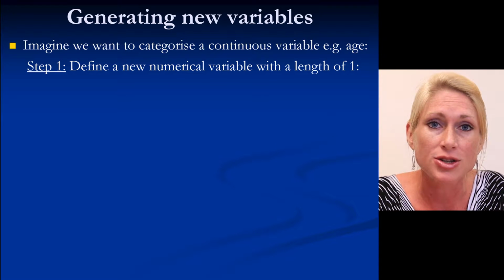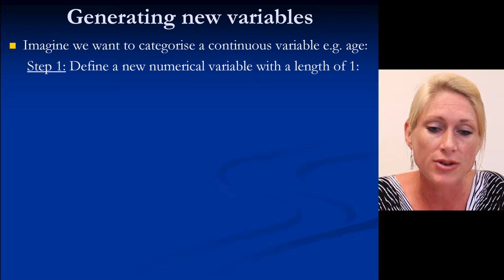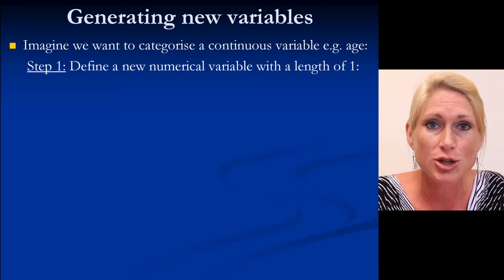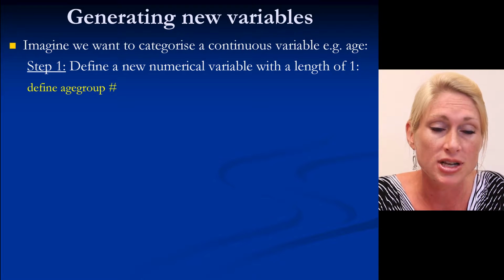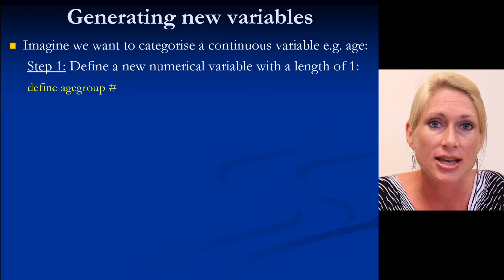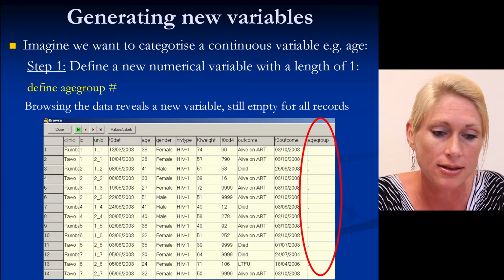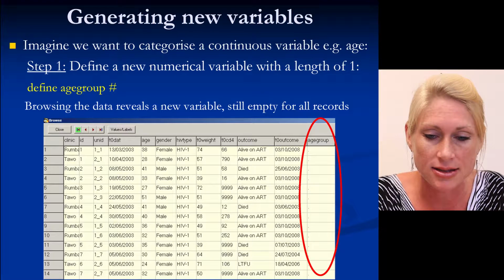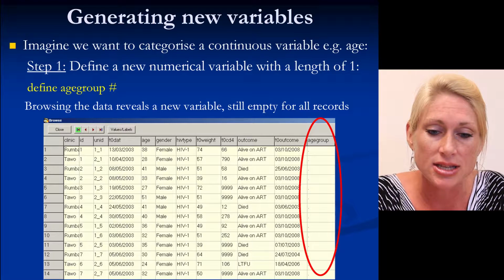The first step is to define a new variable. We're going to make this a numerical variable and we're going to give it a character length of 1. We use the command define and then the name, we give a name for our new variable. I'm going to call it age group. So define age group, the hash key indicates it's going to be a numerical variable and it's going to have a character length of 1. If we now browse our data, you can see that a new variable called age group has been created, but it is still empty for all records.